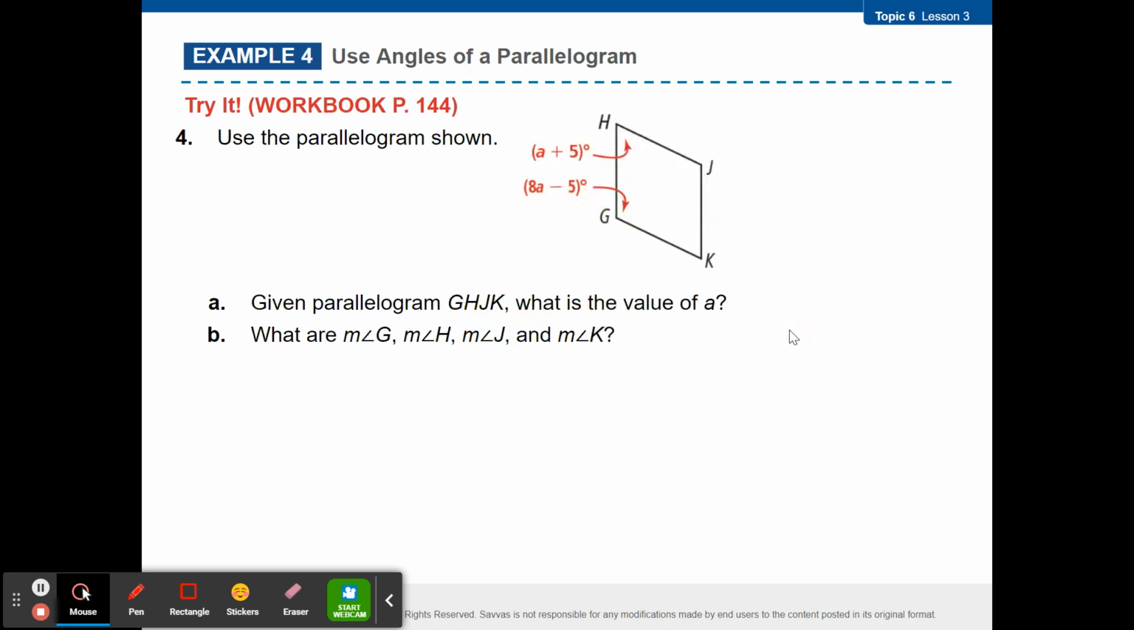All right, let's move on to Try It 4 in our workbook. We're going to now find some of this stuff. So use the parallelogram shown. We have A plus 5 for H, 8A minus 5 for G. They're asking what is the value of A. The setup for this is going to be A plus 5 plus 8A minus 5 equals 180. Those are supplementary. You guys tell me, what does A equal?